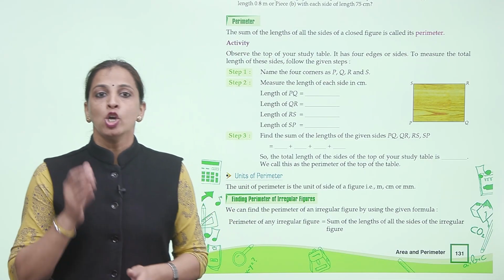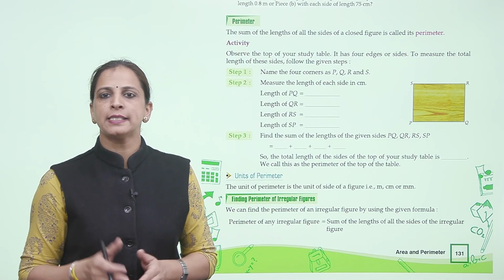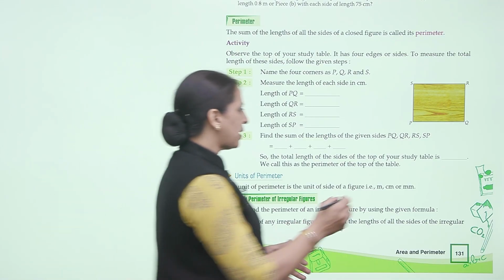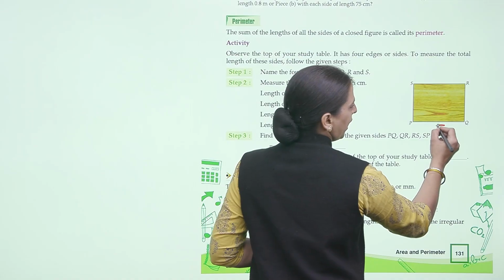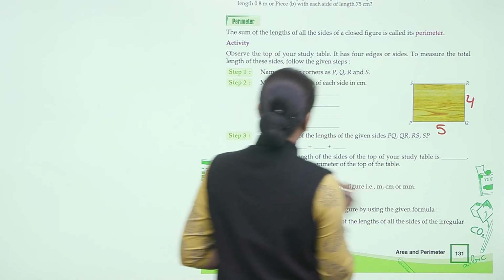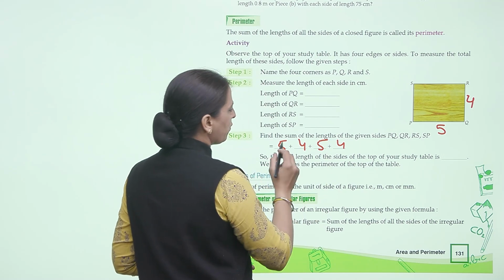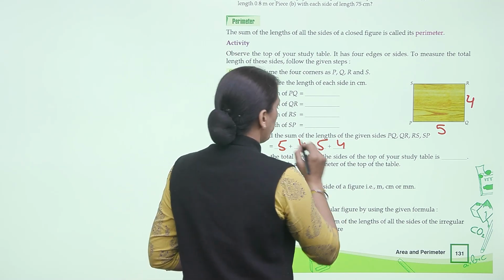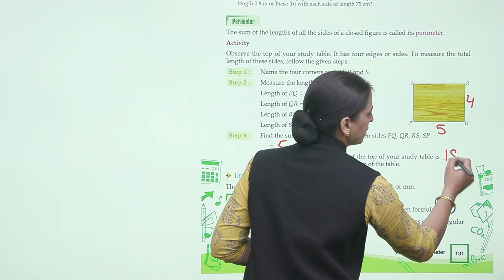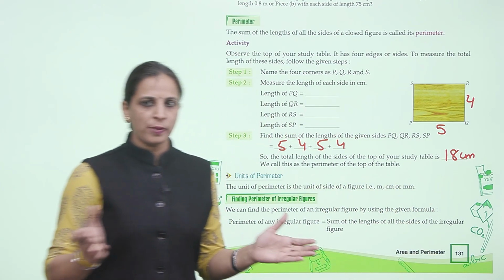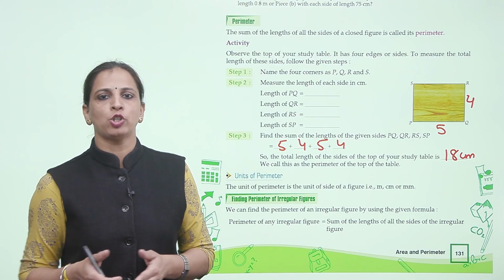सबको ऐड कर देंगे. So the total length of the sides of the top of your study table is, तो जो भी आपका मेजरमेंट आया, मान लो यहाँ पे मैं लिखती हूँ this is 5 and this is 4. So 5 plus 4 plus 5 plus 4. So कितना आ जाएगा? 5 plus 4 plus 5 plus 4 is 5 plus 5 10, 10 और 4 plus 4 is 8. That is 18 centimeter. Right? जो भी आपका मेजरमेंट हो. We call this as the perimeter of the top of the table.